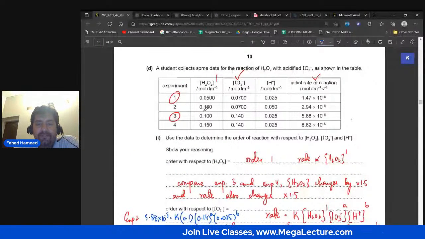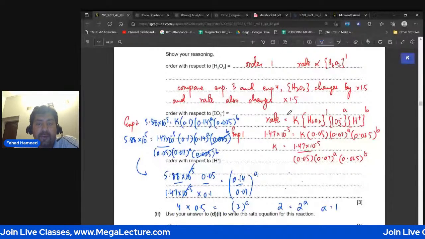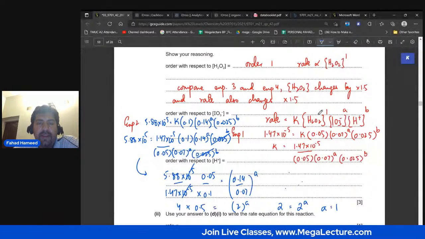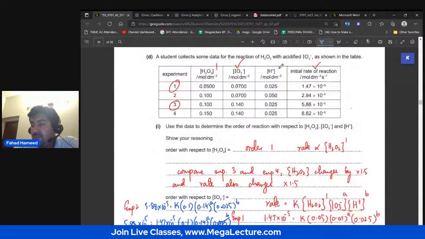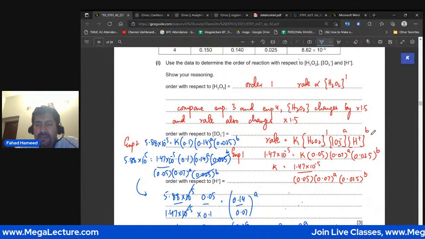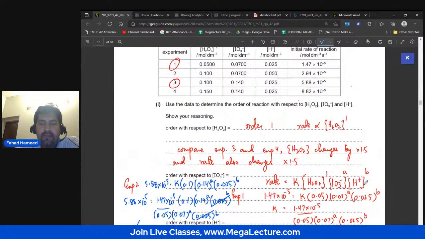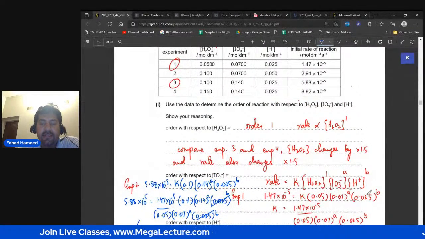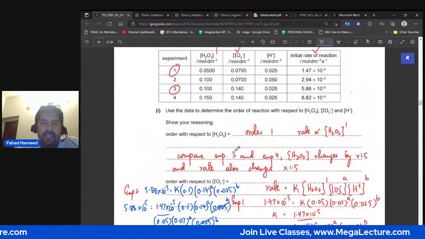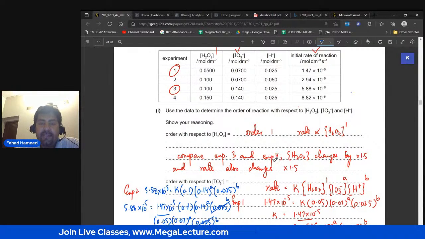What we did was we wrote a rate equation. We knew that rate depended on H2O2, that was order 1. We didn't know what the orders of A and B were. I didn't know what the order with respect to H plus 1 was. So we used that rate equation with these unknowns and plugged in the values for experiment number 1. I tried to keep H plus 1 constant so that it gets cancelled out, because I want the order with respect to A. So I chose those experiments where H plus 1 was constant so that it eventually gets cancelled out.